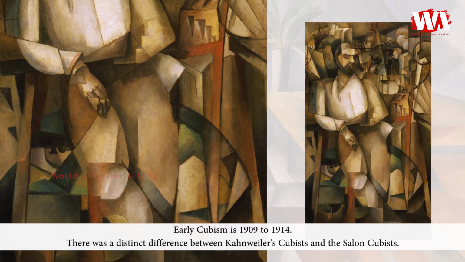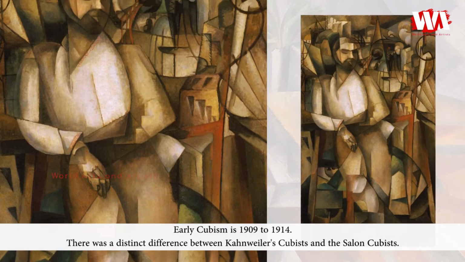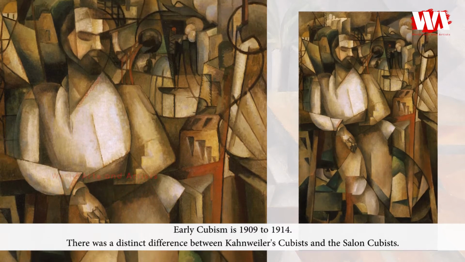Early Cubism is 1909 to 1914. There was a distinct difference between Kahnweiler's Cubists and the Salon Cubists.